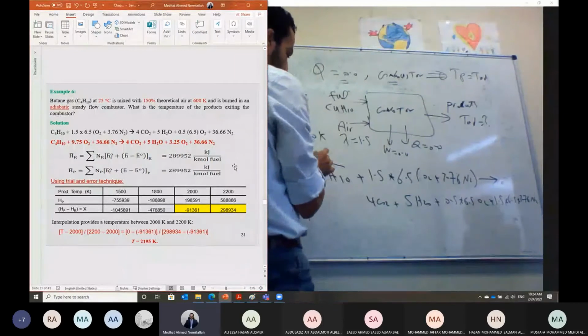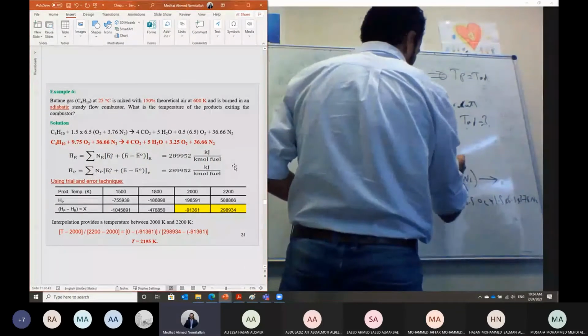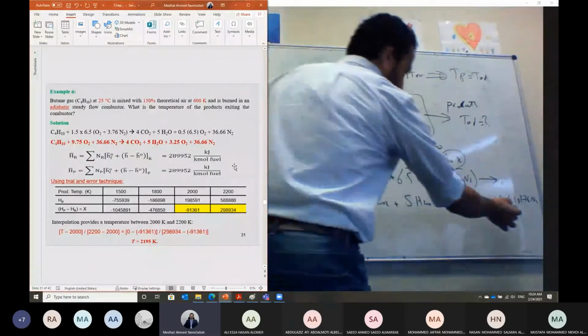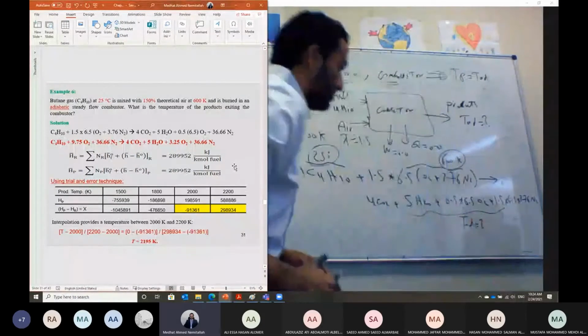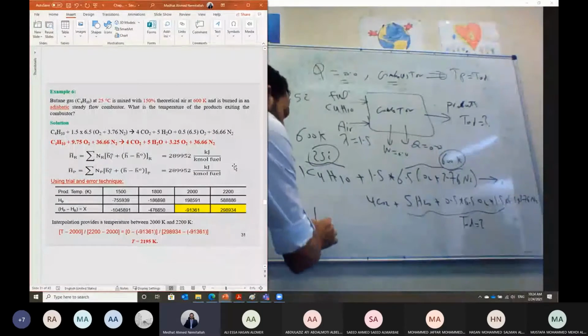This fuel is coming at 25 degrees C. This air is coming at 600 Kelvin. But those products are at the adiabatic flame temperature, which we don't know in this case. Apply the first law of thermodynamics.